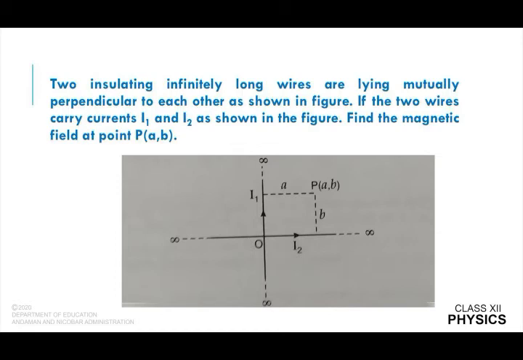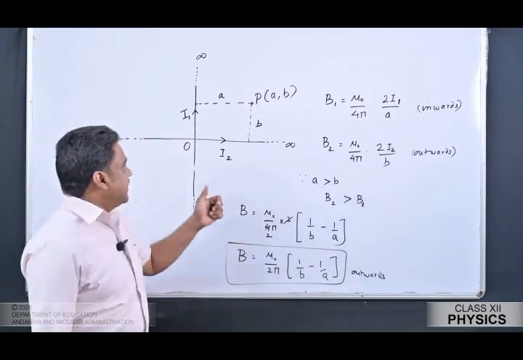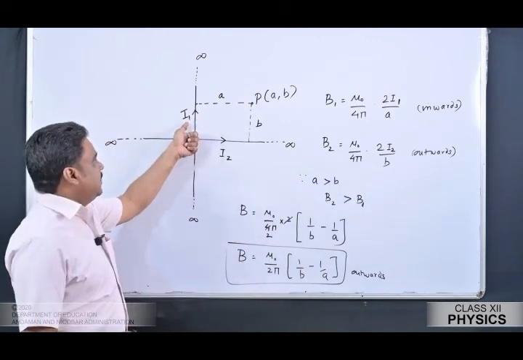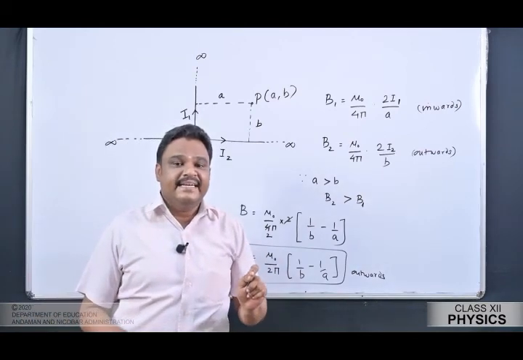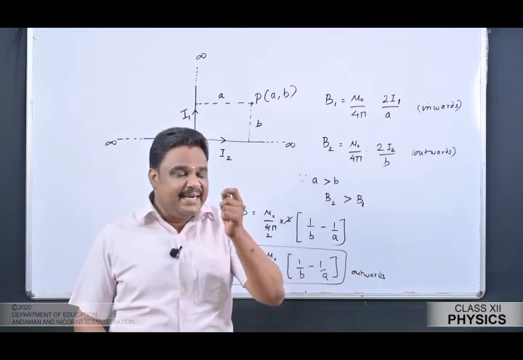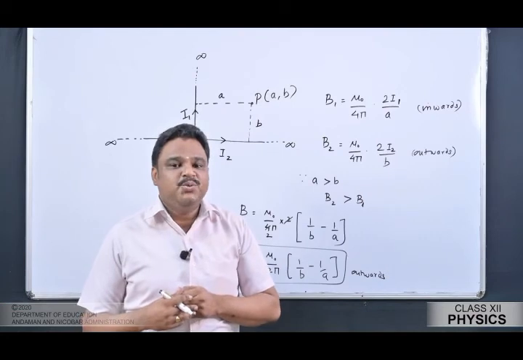each other as shown in figure. If the two wires carry currents I1 and I2 as shown in figure, find the magnetic field at point P with the coordinates A, B. How did we start? We started from the first conductor carrying current I1. It's an infinite case. What is the formula for an infinite straight current carrying conductor? When point P is in the middle, it is mu naught by 4 pi 2I by A.